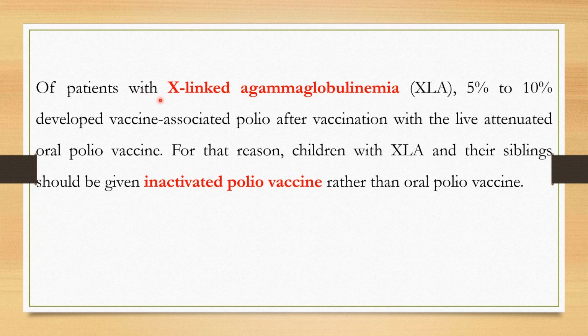Of patients with X-linked agammaglobulinemia or XLA, 5% to 10% developed vaccine-associated polio after vaccination with the live attenuated oral polio vaccine. For that reason, children with XLA and their siblings should be given inactivated polio vaccine rather than oral polio vaccine.